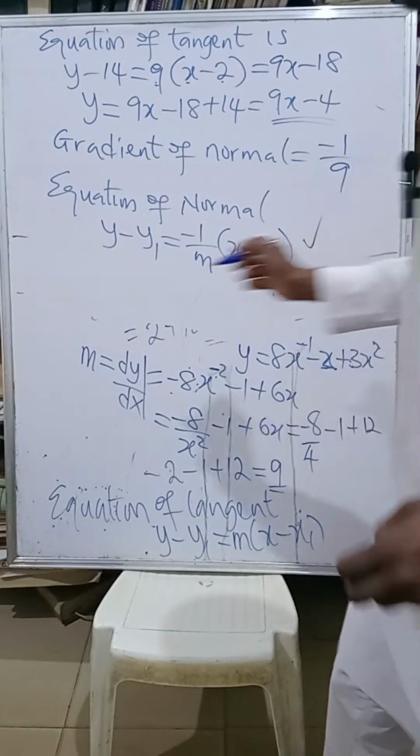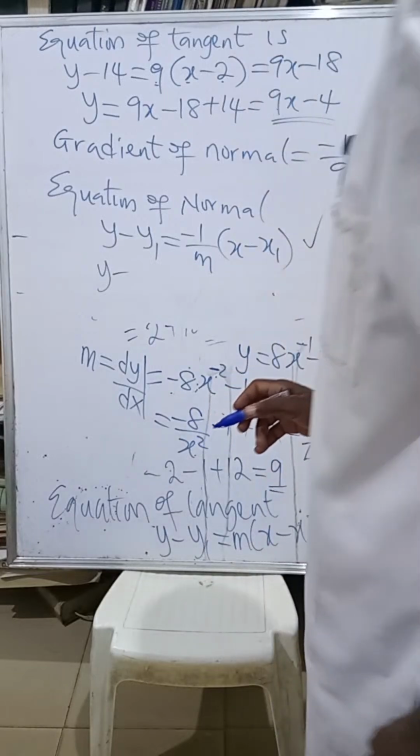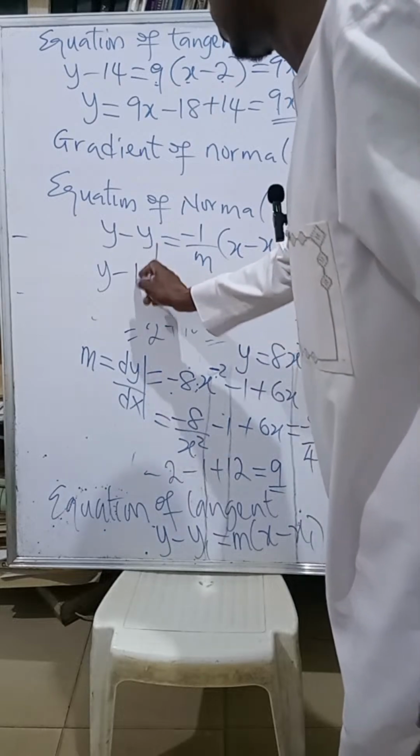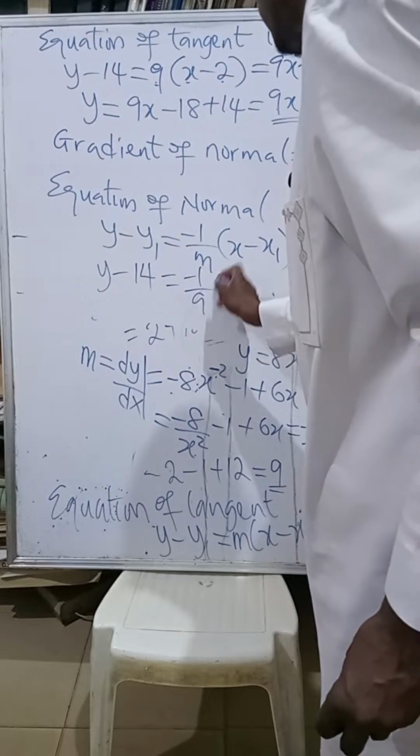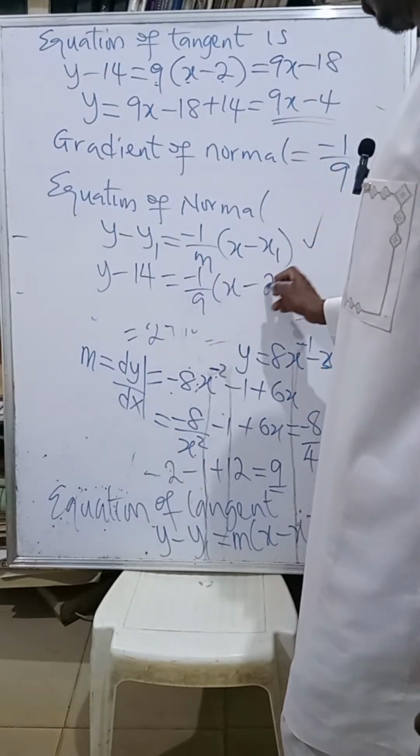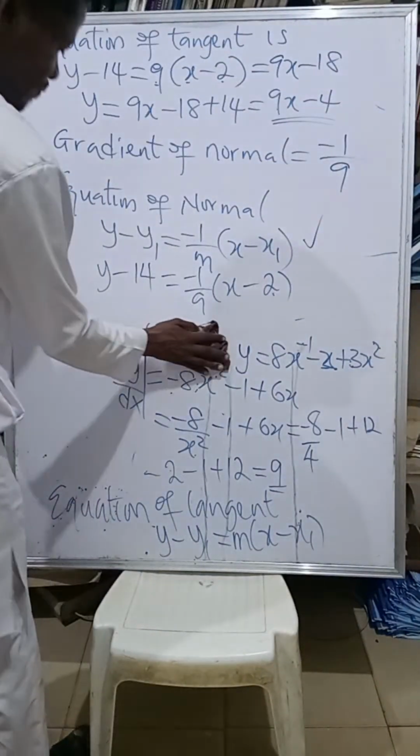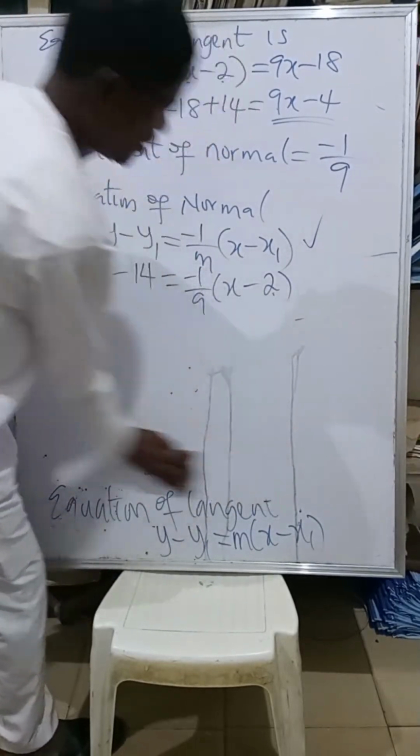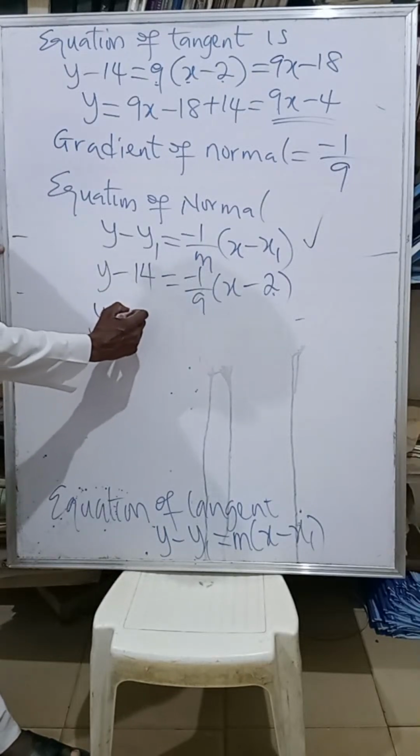Okay, let's just plug in what we have. My y1 is 14, so 14 equals minus 1 over 9 times x minus 2. So that's what we have. Just tidy things up, do the expansion, make y the subject.